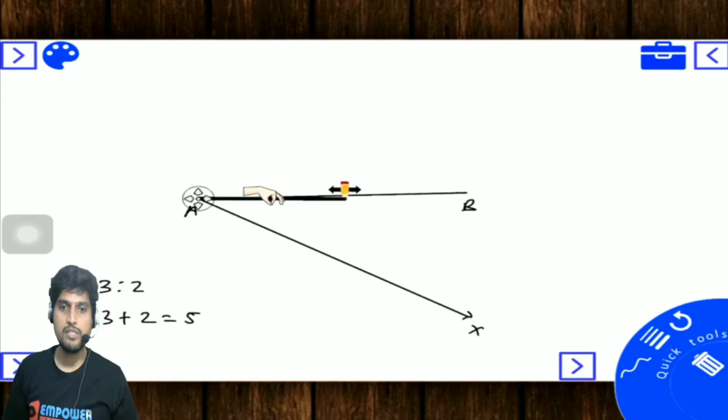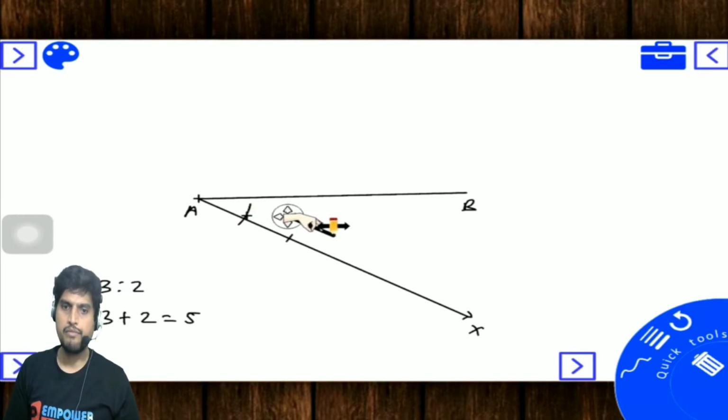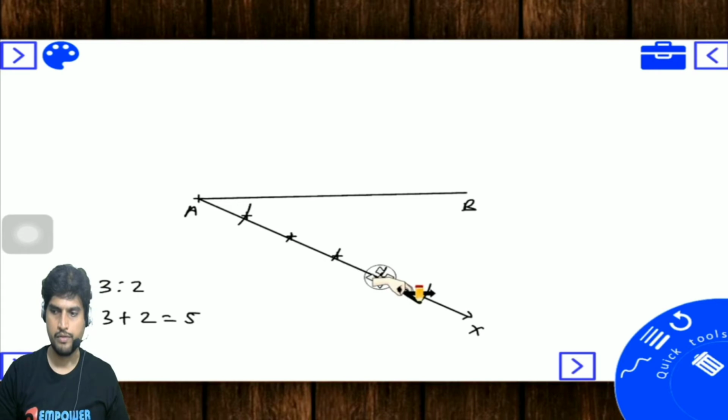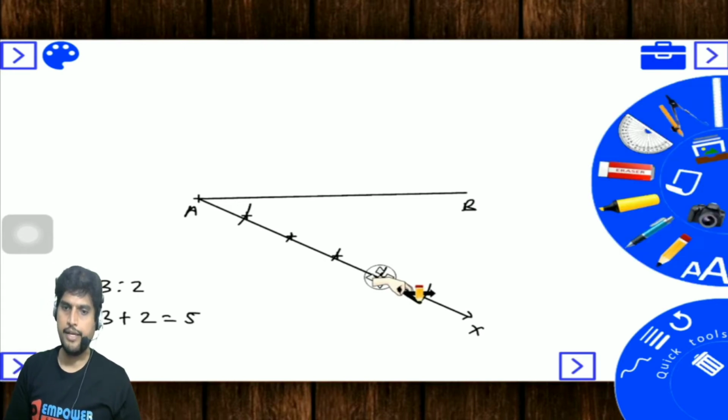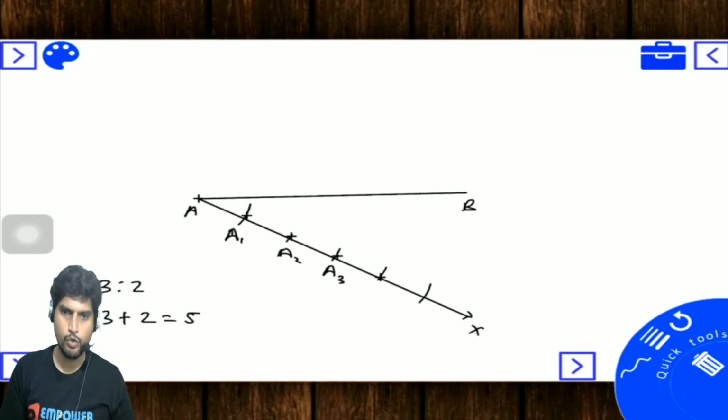Now take a compass, take a certain distance and put marks: 1, 2, 3, 4 and 5. Now the work has been done. Now let's name the points. Let's call them A1, A2, A3, A4 and A5.